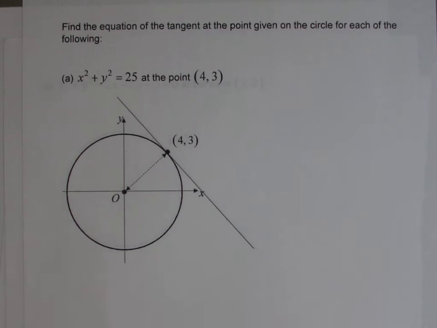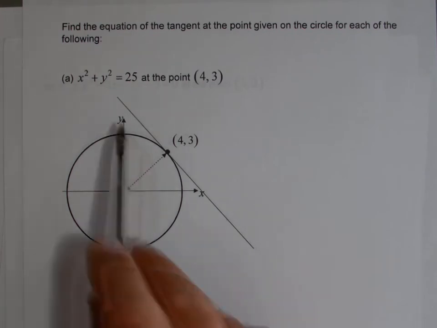Okay, find the equation of the tangent at the point given on the circle for each of the following. So the first circle here is x squared plus y squared is 25, and the tangent is at this point 4, 3 here. So remember now, the tangent is a straight line which touches the circle at one point, and we want the equation of it.